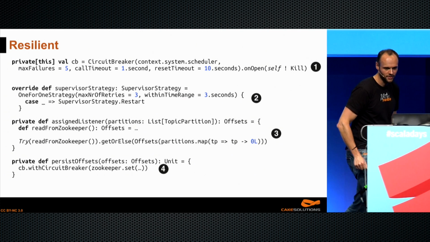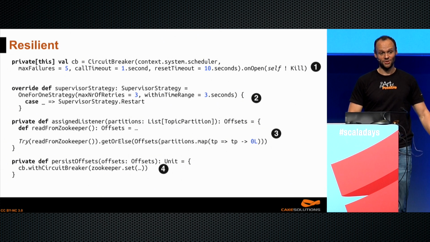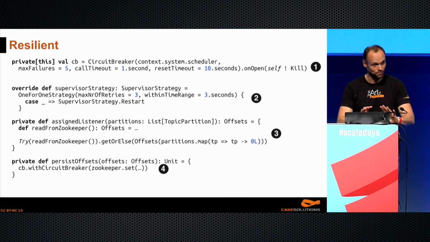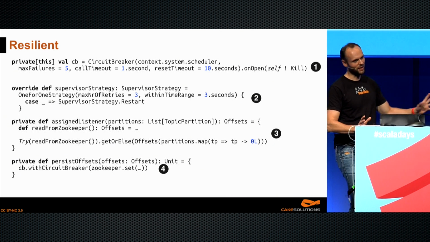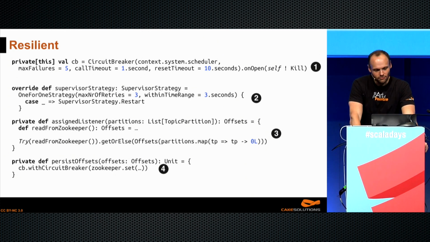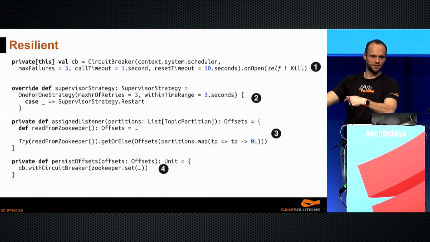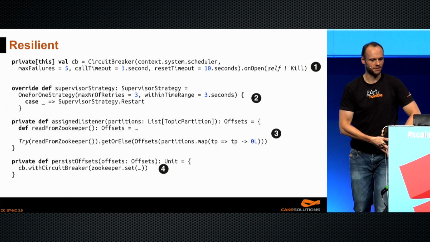OK, let's look at the code. What do we do in line 3? So let's focus on lines 3 and 4. In line 3, and this is an example, you might or might not want to do this, depending on your situation, I'll give you the reasoning for it. Read from Zookeeper returns the offset, a map of topic name and partition name to a number, how far we go into this offset.